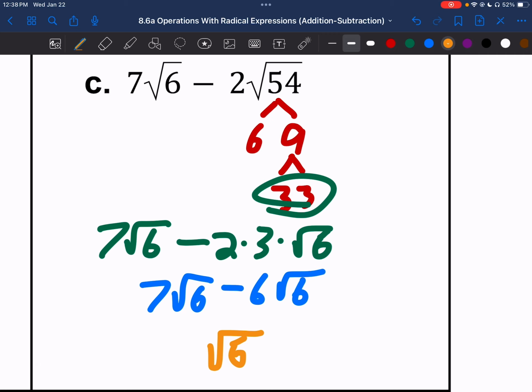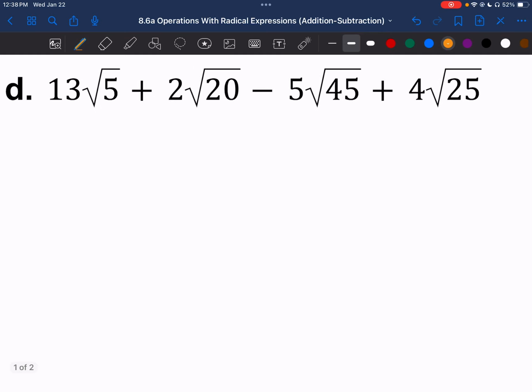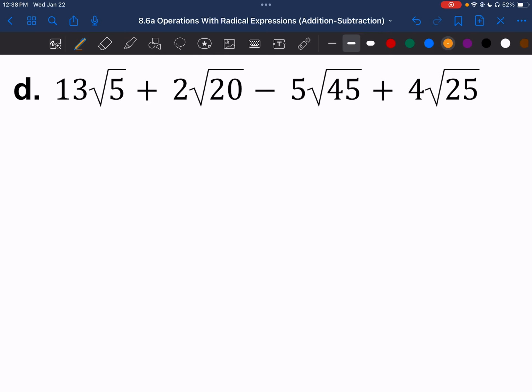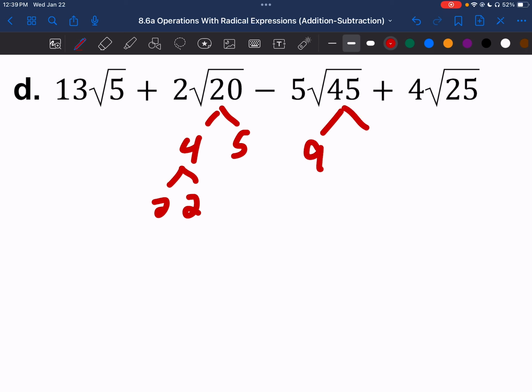All right. Now let's try a longer one. Letter D. We've got a longer set of terms that we can go ahead and work with. 13 square root of 5. Nothing to be done there. 2 square root of 20. Well, 20 is 4 times 5. 4 is 2 and 2. 45 is 9 and 5, and 9 breaks down to 3 and 3, and 25 is 5 and 5.